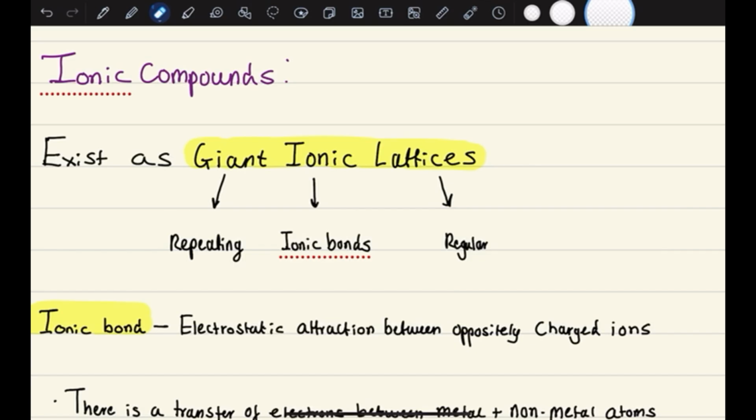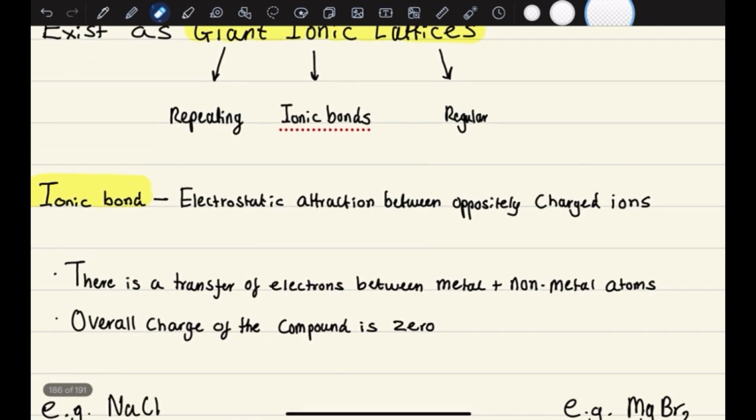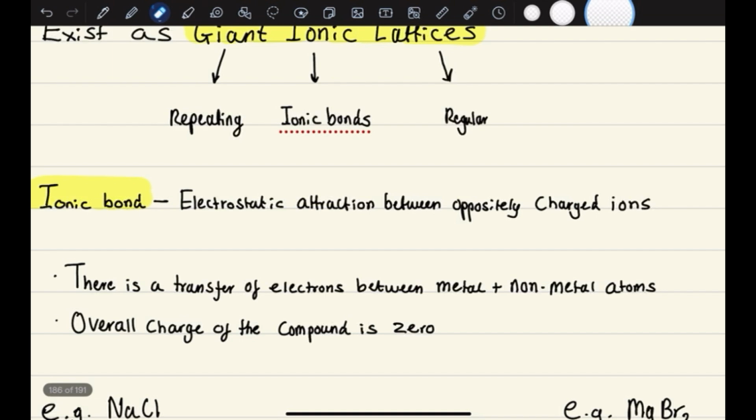And if we have to define an ionic bond, very important definition: electrostatic attraction between oppositely charged ions. If you want to be fancy, metal cations and non-metal anions. But literally, electrostatic attraction between oppositely charged ions gets you the mark. So what do we need to know? There's a transfer of electrons between metal and non-metal atoms, and the overall charge of the compound is 0. The only reason I don't really like this sentence is that if you have a compound ion, like a nitrate ion, they're still non-metals, but I just don't really like the definition.